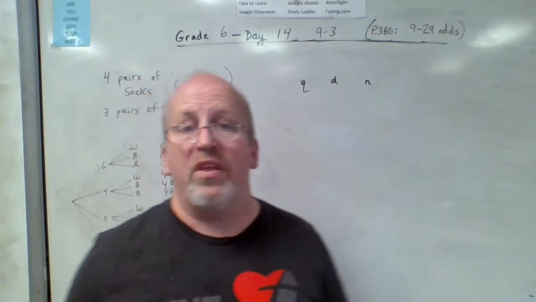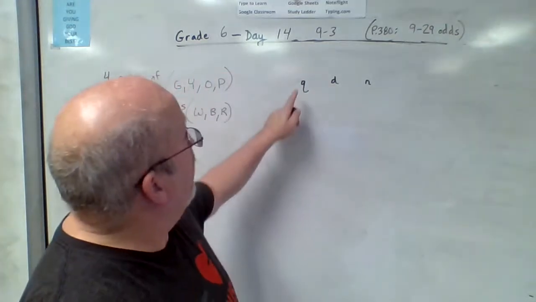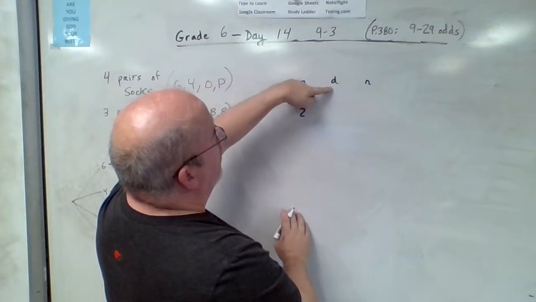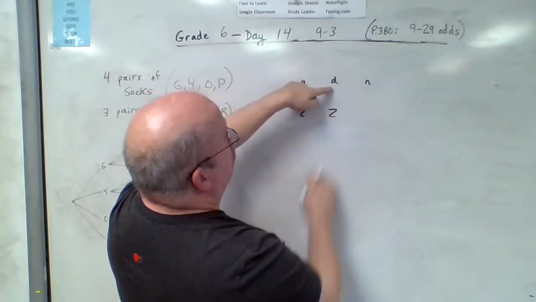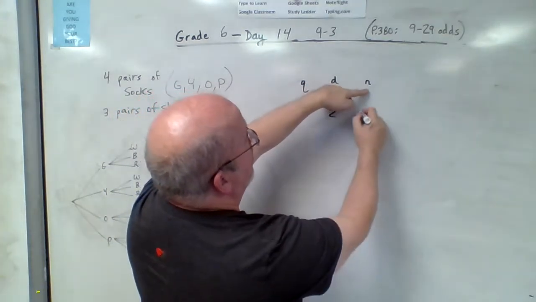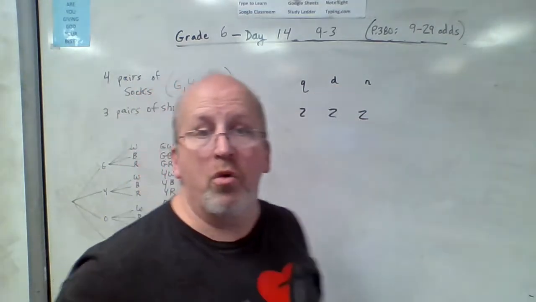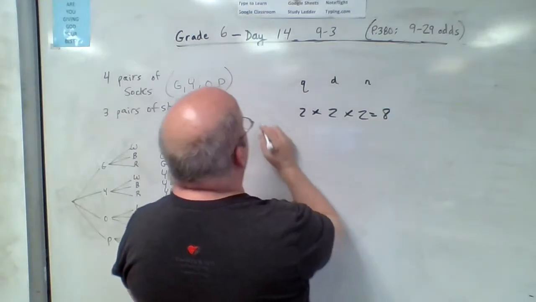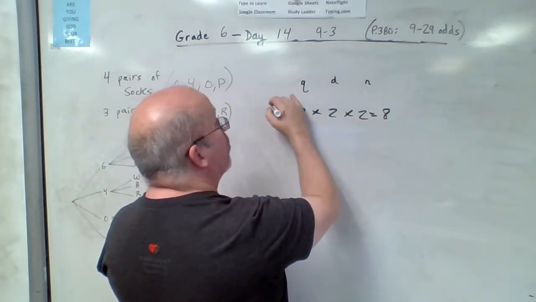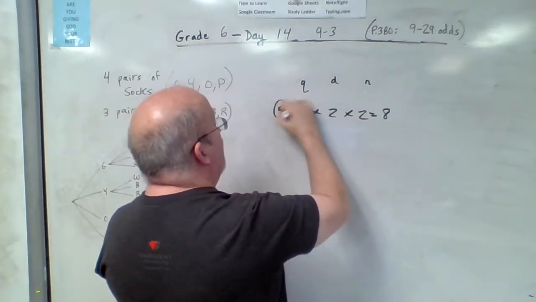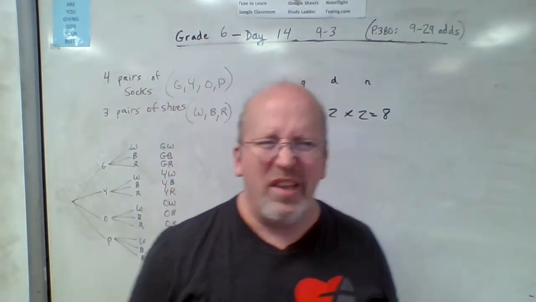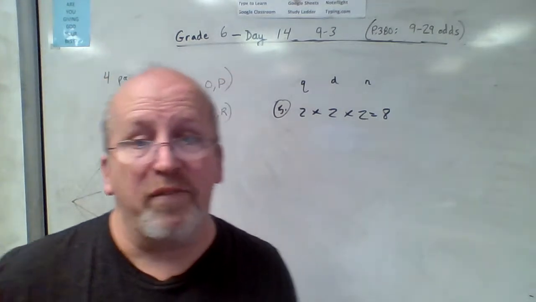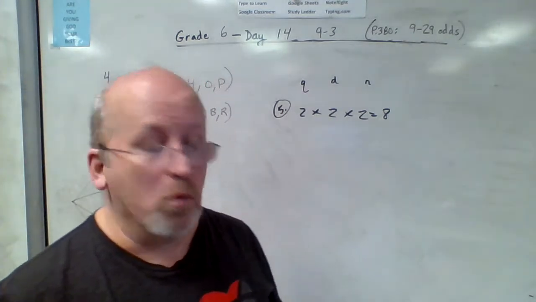Well, let's think about these individually. How many different ways can you toss a quarter? 2. How many different ways can you toss a dime? 2. How many different ways can you toss a nickel? 2. Using the fundamental counting principle, we get 8 different ways in which those 3 coins could be tossed. Is this a problem where we could have easily used a tree diagram? Yes, but the fundamental counting principle also works.